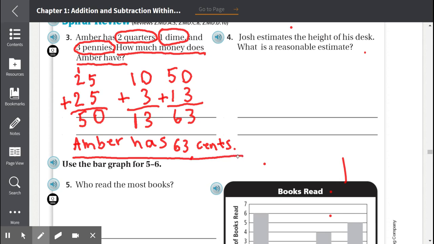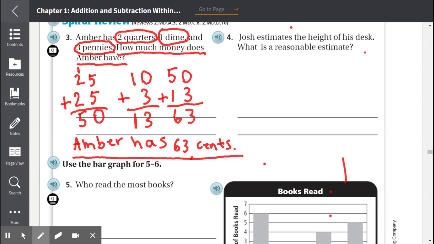And we got our answer by adding the 2 quarters. Each quarter is 25 cents. Since we had 2, that's 25 plus 25. That gave us 50. Now she had 1 dime. So we have 1 dime equals 10 cents. And she had 3 pennies. Each penny is 1 cent. Since she had 3, that's a total of 3 cents. So we added the 1 dime plus the 3 pennies, we got 13. Now we put the total together, the 50 plus the 13, and we got 63. 63 cents.